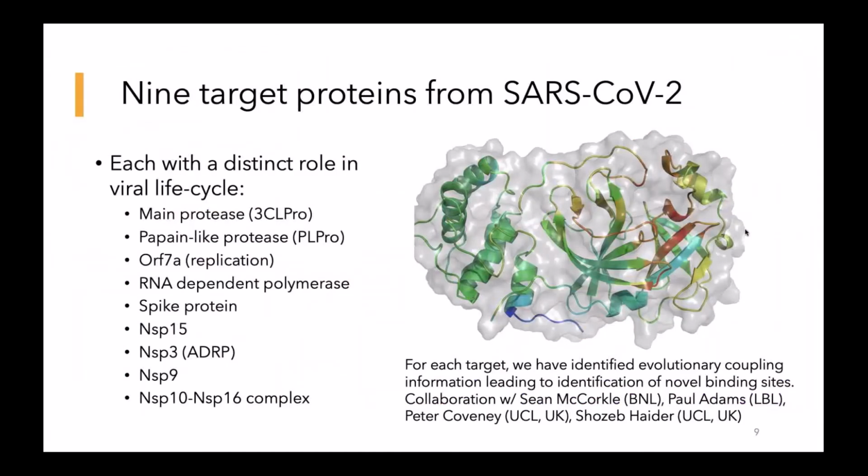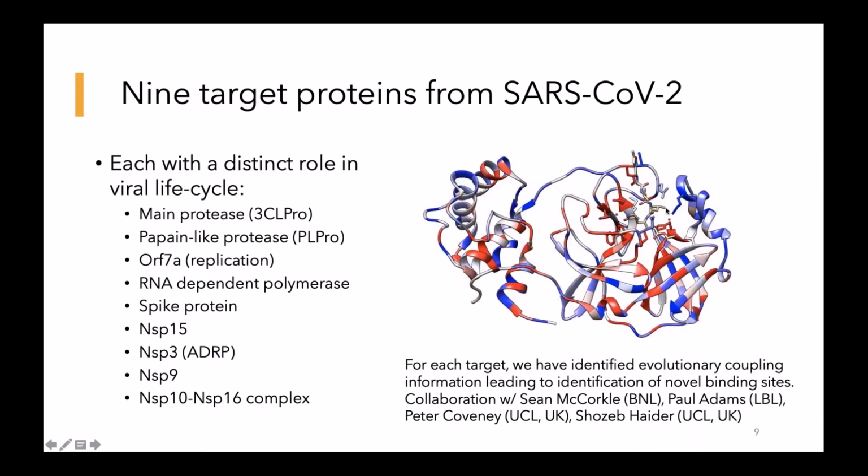So there are 9 targets from the SARS CoV-2 that we are currently looking at, which includes the main protease, the papain-like protease or PL-PRO, ORF7A, RNA-dependent polymerase, the spike protein, NSP15, ADRP or NSP3, NSP9, and the NSP10-16 complex. So these are each of the individual targets on which we are working. We are trying to look at the evolutionarily conserved residues to figure out where these binding sites might be present. Are there allosteric sites in some sense? And we are going to do a whole lot of docking against them.